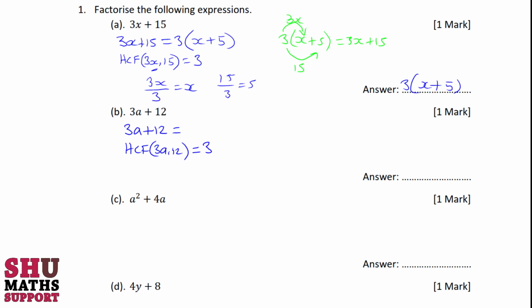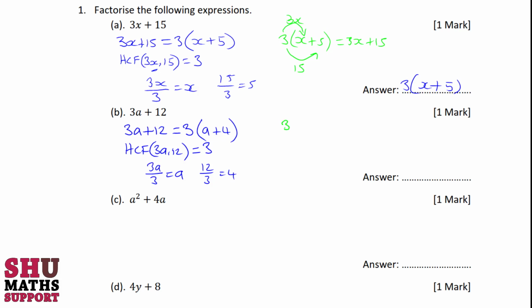Then we divide both our terms by 3, so we have 3a divided by 3, which will leave us with a. And we have 12 divided by 3, which would leave us with 4. So if we piece this together, we'll get our factor, which is 3, times a plus 4. And then we can just check this over here just to make sure we haven't made any mistakes.